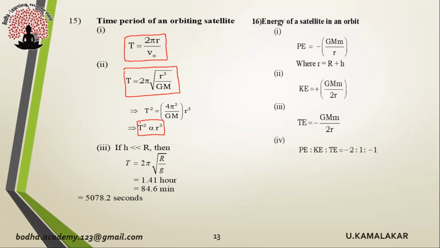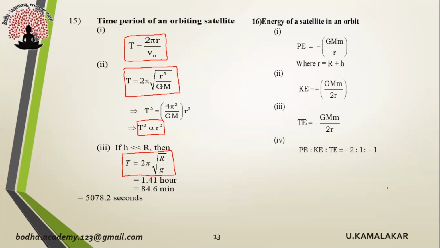If height is very small compared to radius of Earth, then time period of revolution is given as T is equal to 2 pi into under root capital R by g, where capital R is radius of Earth, g is acceleration due to gravity. On simplifying, its value is equal to 84.6 minutes.